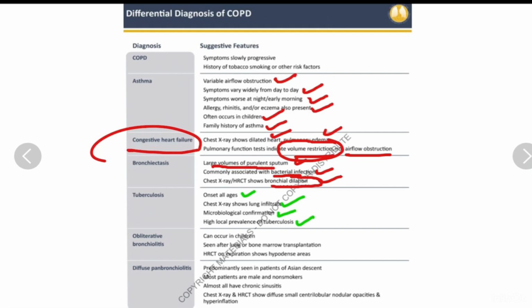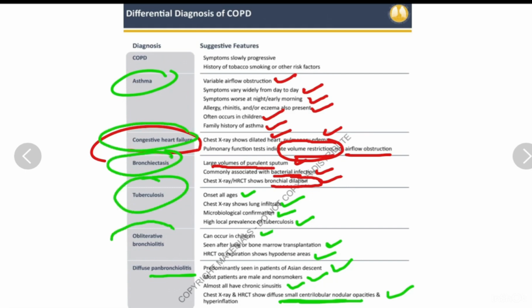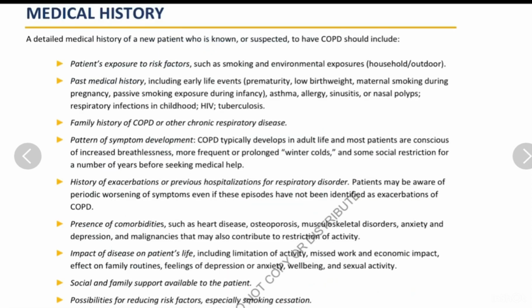And they are telling about obliterative bronchiolitis. It can occur in children and is seen after lung or bone marrow transplantation. On HRCT in expiration, hypodense areas will be there. Then diffuse panbronchiolitis is predominantly seen in patients of Asian descent. Most patients are male and non-smokers. Almost all have chronic sinusitis, and chest X-ray and HRCT show diffuse small centrilobular nodular opacities and hyperinflation. So asthma, congestive heart failure, bronchiectasis, tuberculosis, obliterative bronchiolitis, and diffuse panbronchiolitis are differential diagnoses of COPD.